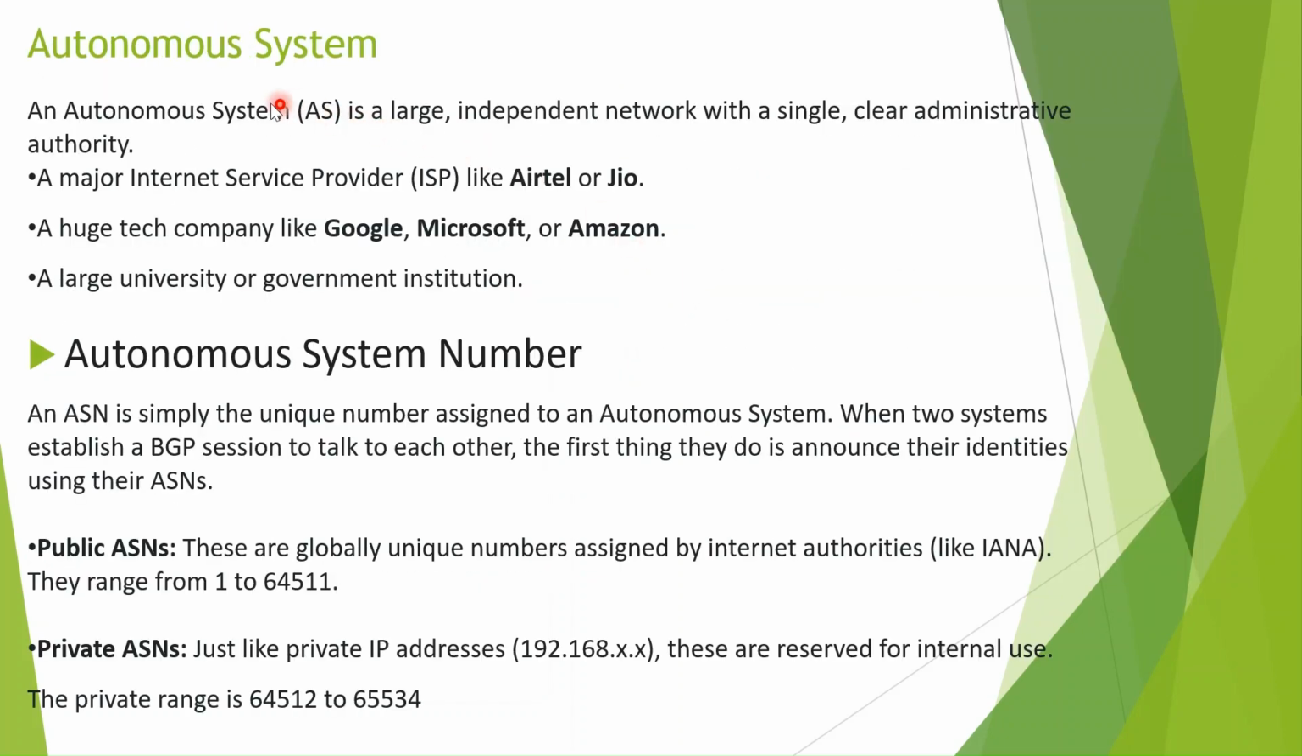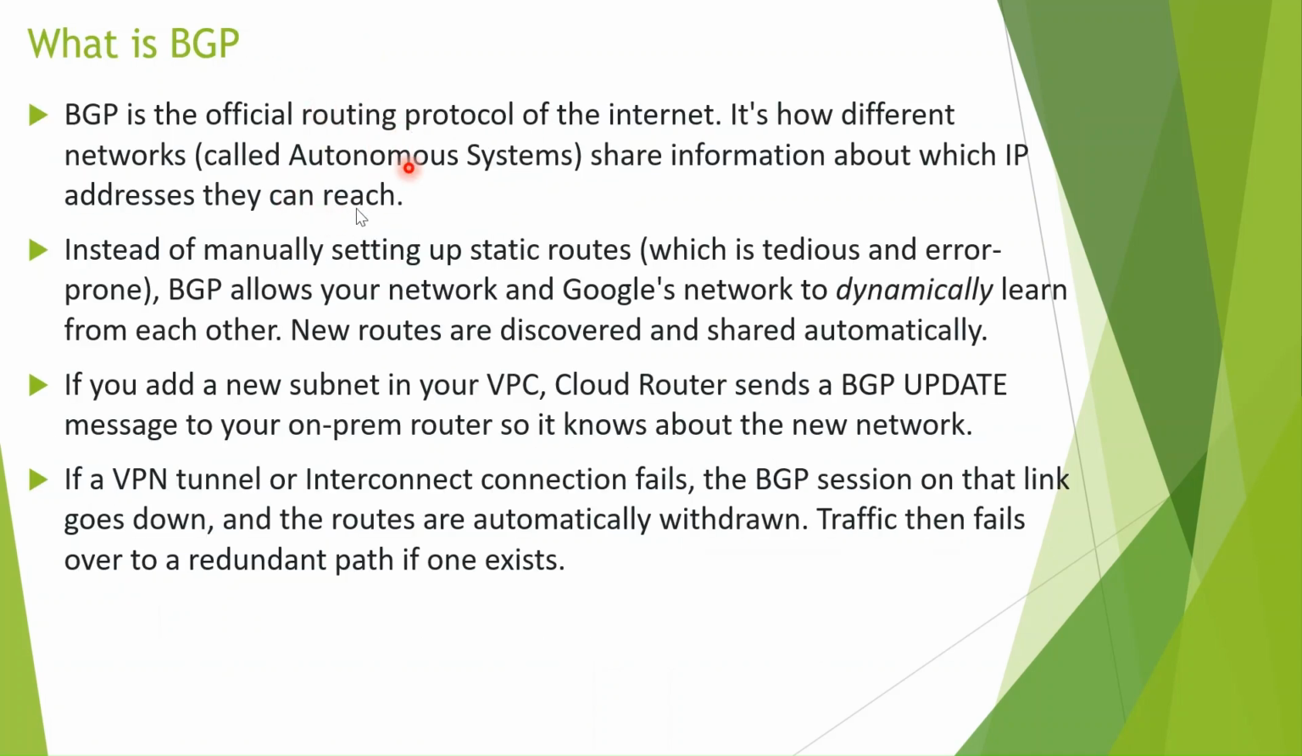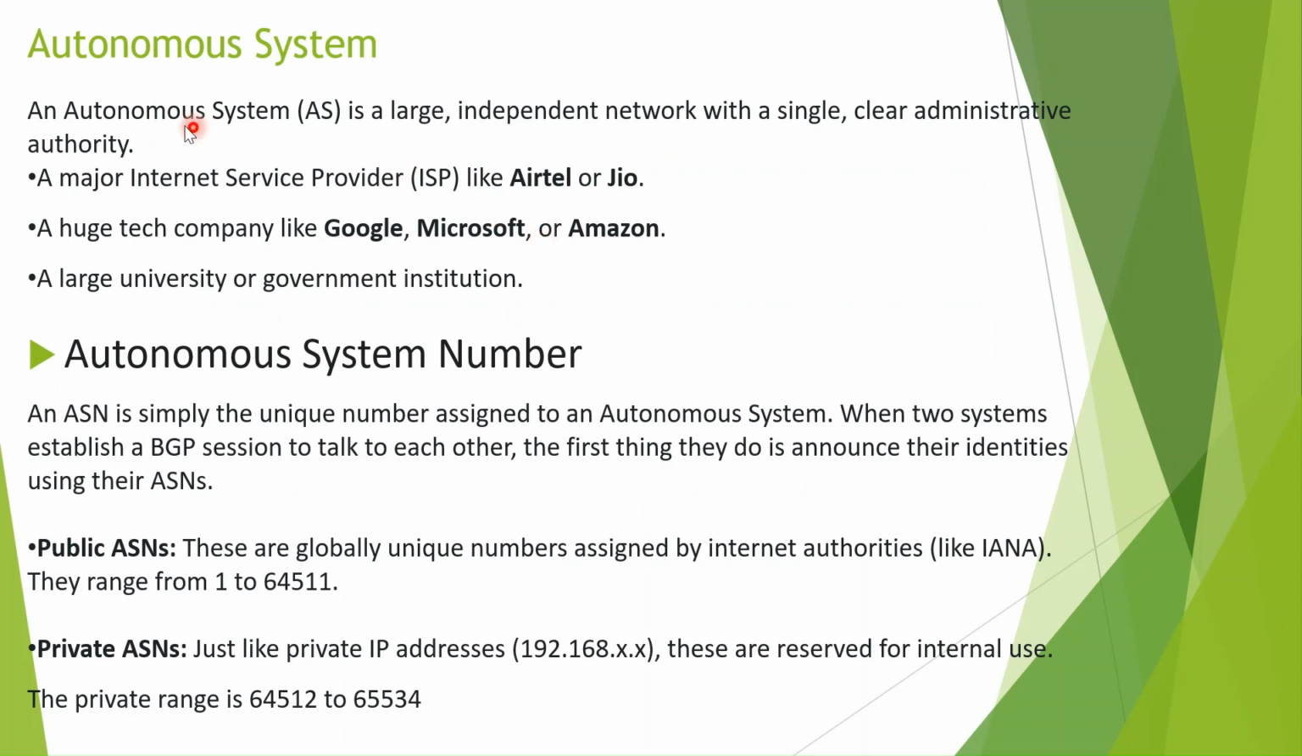Also after that, autonomous system. Now as we know, BGP is using autonomous system, but what is an autonomous system? An autonomous system is a large independent network with a single, clear administrative authority. Suppose a major internet provider in India, Airtel and Jio, they have an autonomous system. A few tech companies like Google, Microsoft or Amazon must have an autonomous system, and a university or government institution also has an autonomous system. So it is an independent network.